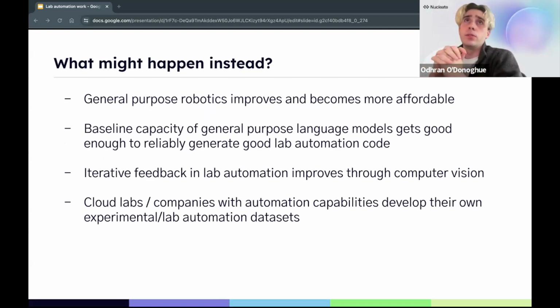Firstly, general purpose robotics improves and becomes more affordable. There's a lot of push right now from a lot of different people to make this a new technology. And if this technology works, it stands to reason we can use it for science as well.